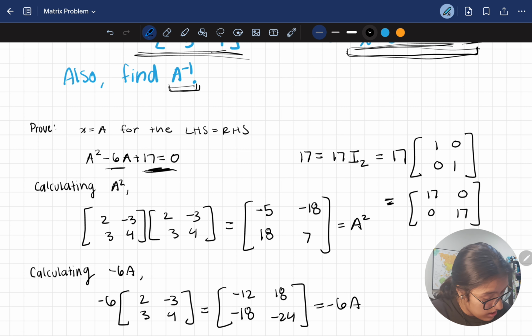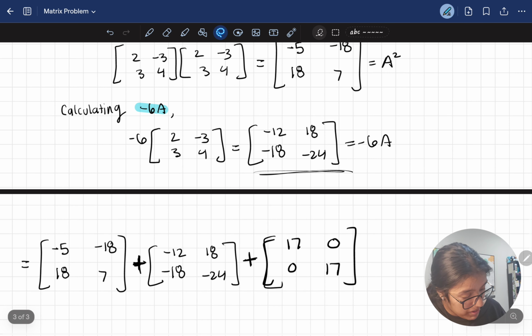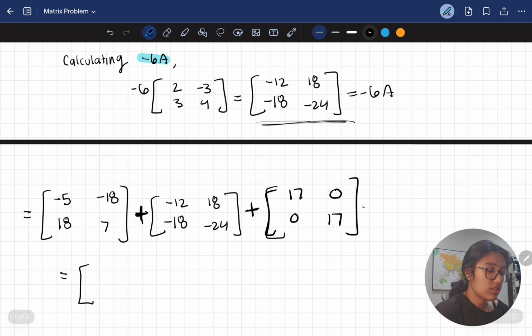So this over here is 17. We have our three parts actually: we have 17I, we have A squared, and we have negative 6A. Now we just have to add them all up. So we basically just need to solve this now. These are all square matrices of the order 2, so it should be really easy to solve this.